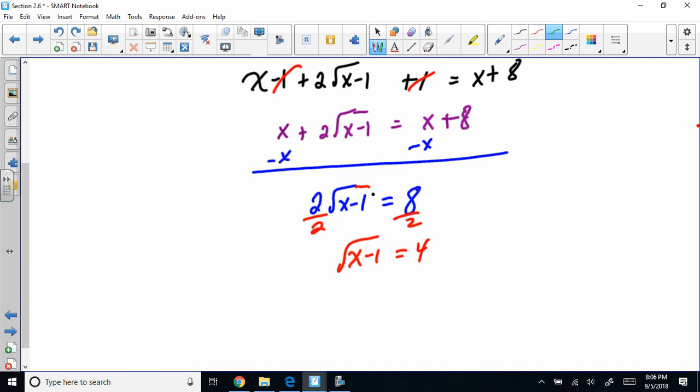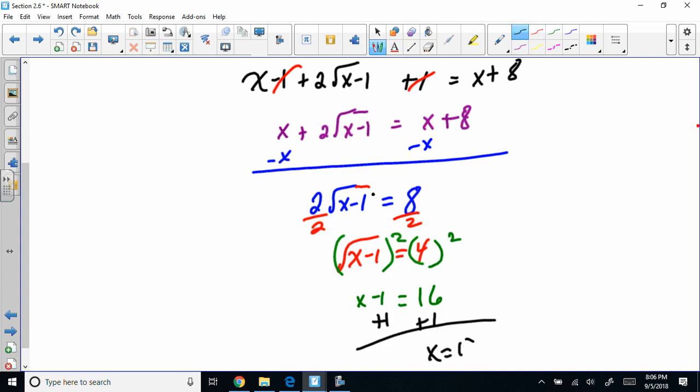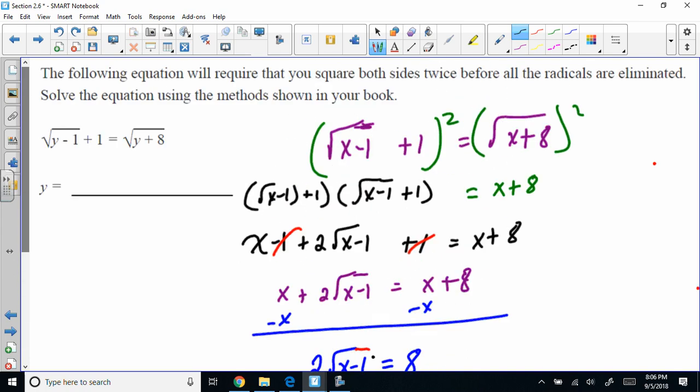How do you get rid of a square root? Square it. What you do to one side, you do to the other. So I've got x minus 1 equals 16. So, ladies and gentlemen, add 1. X is what? 17. Boom. Now, does that work?